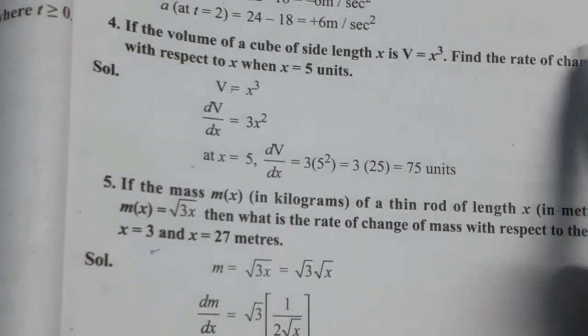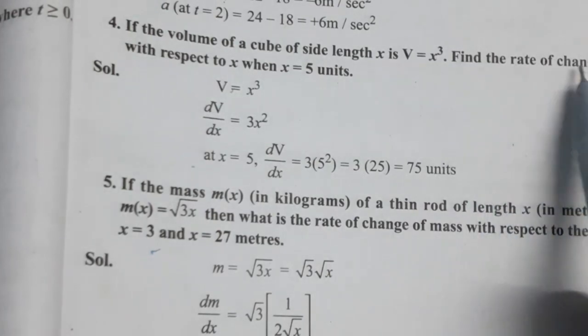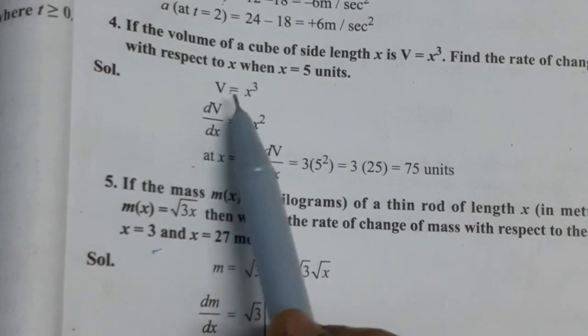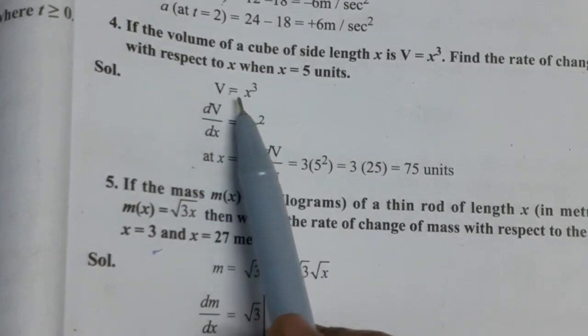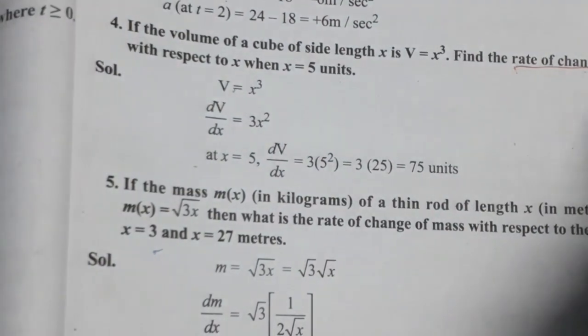We find the derivative. First derivative, rate of change of volume dV by dt. Find the rate of change of volume with respect to x when x is equal to 5 units. What is our V? V equal to... it is a very simple sum, asked for 1 mark or 2 marks. See, rate of change means we differentiate the volume.